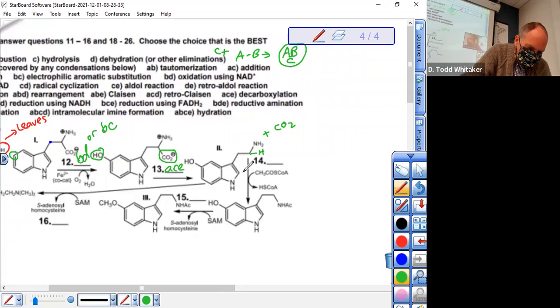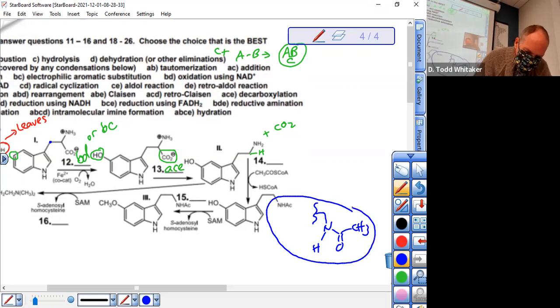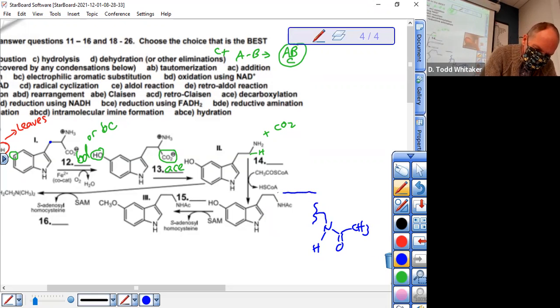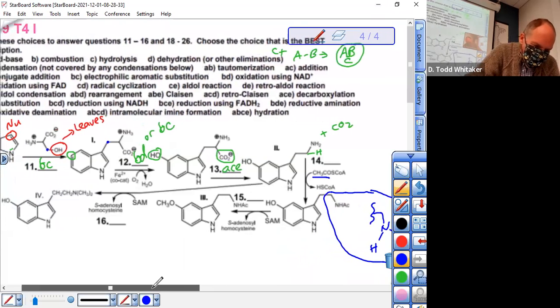And then what's going on here? We're transferring NHAC, I want to remind you. Yeah, I didn't circle that very well. Got the CH2. There you go. And that's an amide. And this used to have an acetyl group here. And now the acetyl group is here. So what are we going to say? What kind of group is an acetyl?